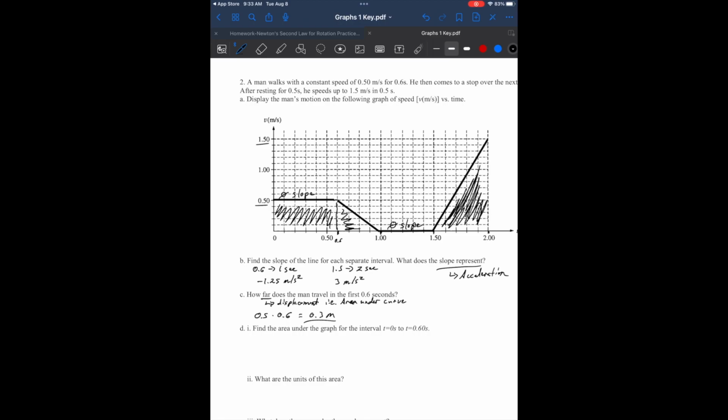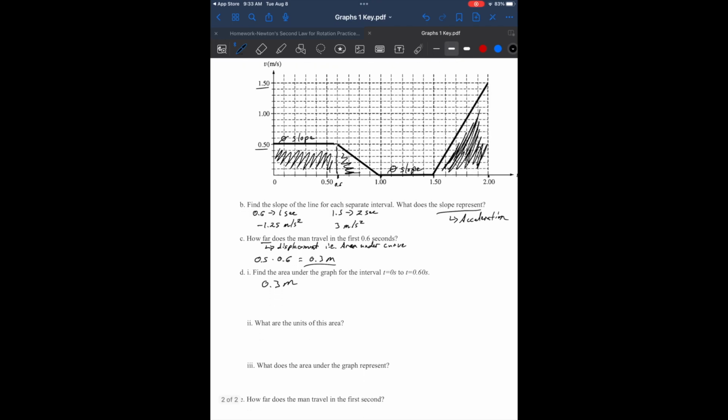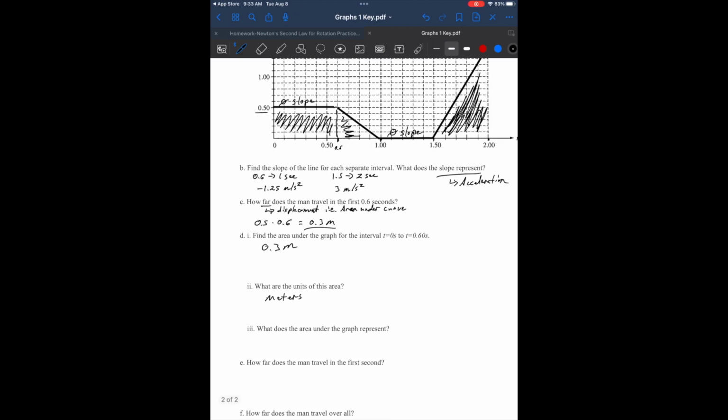So 0.3 meters. Find the area under the graph for the interval from 0 seconds to 0.6 seconds. That's what we just did. We have that answer, 0.3 meters. What are the units of this area? Again, meters. And what does the area under the graph represent? Displacement. We're smart enough. We already figured those things out.